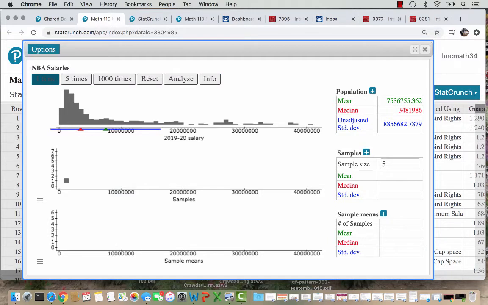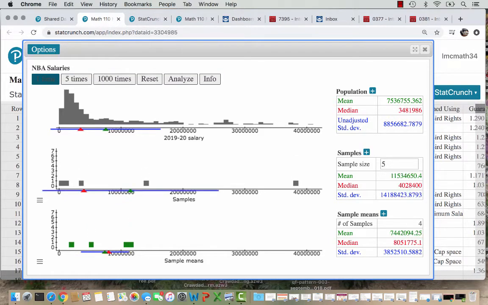So if we do our simulation, we're drawing 5 samples at random. We can do another simulation. And so what we're getting down in our sample means graph is the mean of 5 player salaries picked at random. All right, this last sample, we had one high salary up here, close to 40 million in our middle graph from the sample, but notice the other 4 salaries are a lot lower. So the sample mean there was plotted much lower, close to about 7 million.